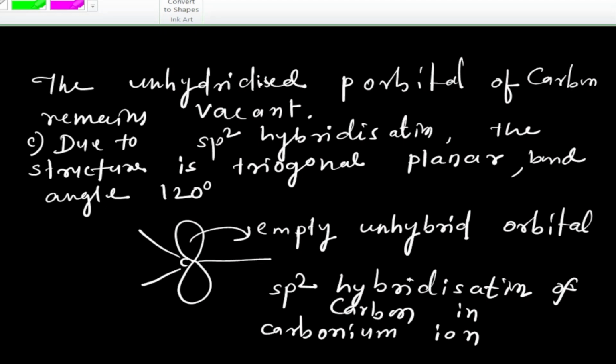See, this is the empty unhybridized orbital, and these three are sp2 hybridization. Here sp2 and s overlap and form a sigma bond. This is a sigma bond, so you can write here a sigma bond. This is a sigma bond, and the remaining orbital is the empty unhybridized orbital. And this is the sp2 hybridization of carbon in carbonium ion.